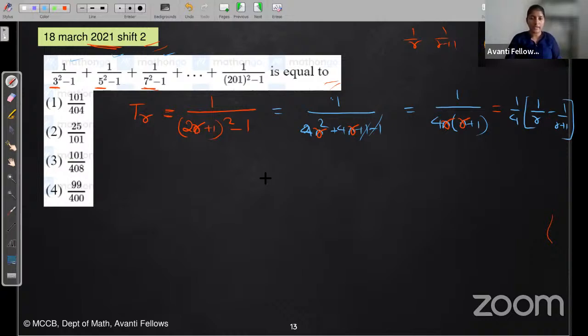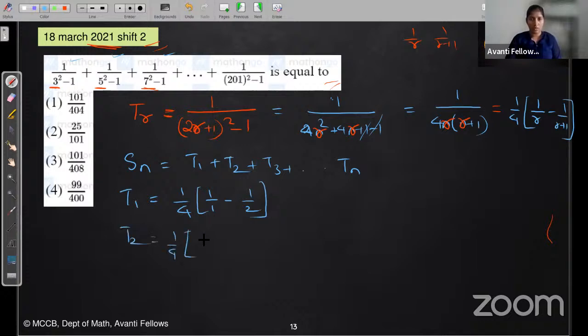Now find the t1, t2, t3 values. Sn will be equal to what? Sn will be equal to t1 plus t2 plus t3, so on up to tn, right? So find the t1, t2, t3 values. T1 will be equal to 1 by 4 into 1 minus 1 divided by 2. T2 will be equal to 1 by 4 into 1 by 2 minus 1 by 3, so on up to tn will be equal to what? 1 by 4 into 1 by n minus 1 by n plus 1. Okay, 1 by n, sorry.